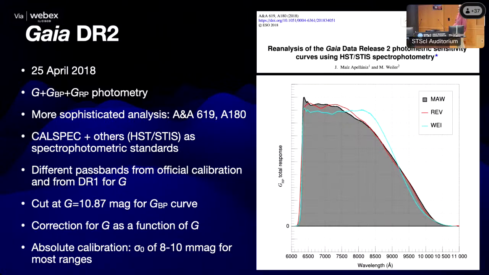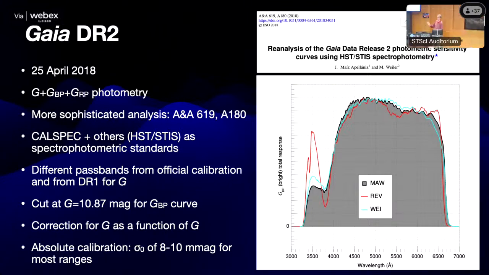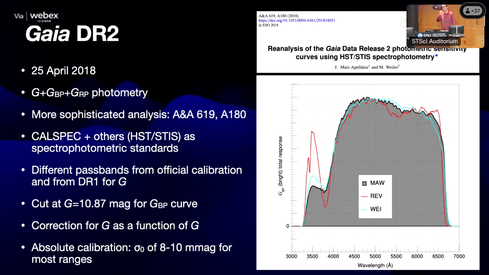This is the same effect for G, this is RP, and in this case there were again small differences. But the most important thing we discovered was that for the BP passband there is a cut at 10.87 magnitudes, meaning bright stars and faint stars have a different passband. Using the techniques that Michael has explained, we discovered that for the bright BP, you can see between the red and the gray a big, significant difference: the real passband was much less efficient at the Balmer jump, which is around here, right?